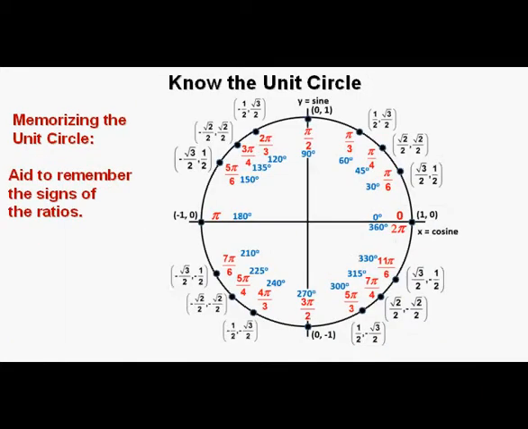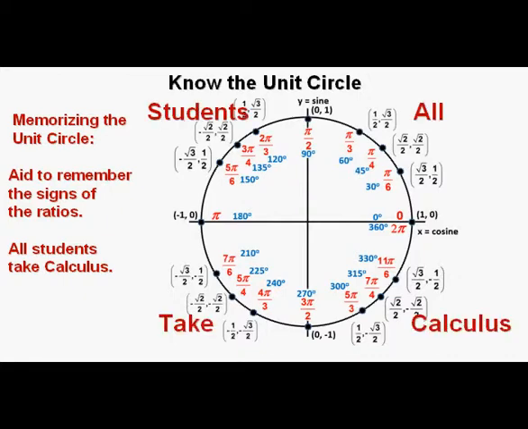There's one more facet of memorizing I would like you to take a look at. It's an aid to remember the signs of the trigonometric ratios for each of the 4 quadrants. It is the 4-word sentence, all students take calculus. And each word in this sentence goes in order in quadrants 1 through 4. All is in quadrant 1, students in quadrant 2, take in quadrant 3, and calculus in quadrant 4.